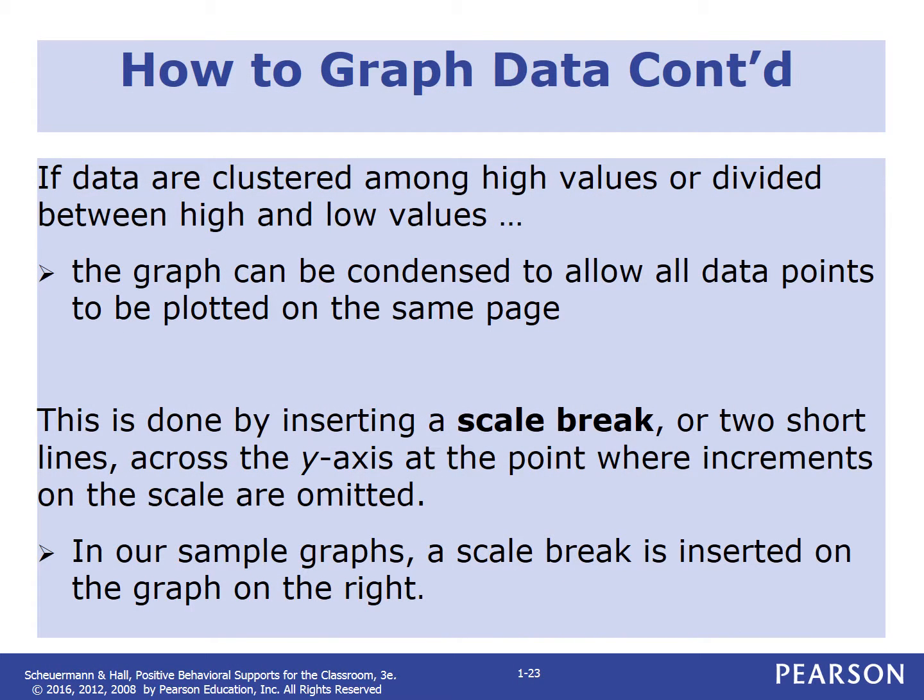If data are clustered among high values or divided between high and low values, the graph can be condensed to allow all data points to be plotted on the same page. This is done by inserting a scale break, or two short lines, across the y-axis at the point where increments on the scale are omitted. In our sample graphs, a scale break is inserted on the graph on the right.